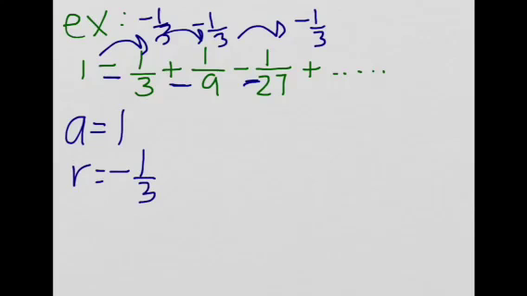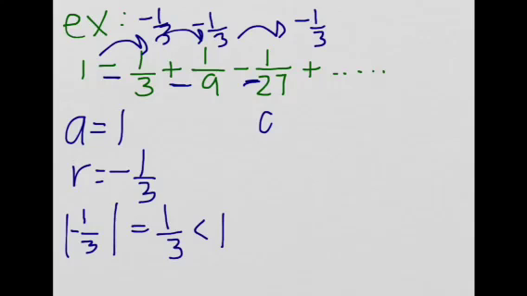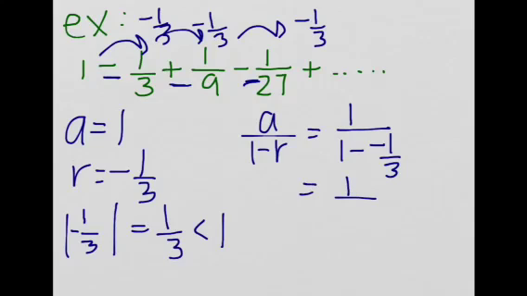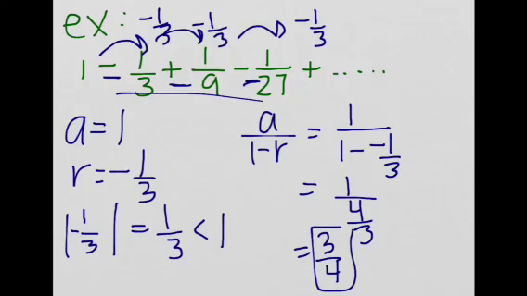So here, I can see that the absolute value of negative 1/3 is equal to 1/3, which is less than 1. So I can use my formula, a over 1 minus r, which is equal to 1 over 1 minus negative 1/3. So this equals 1 over 4/3, which equals 3/4. So the sum of this is 3/4.